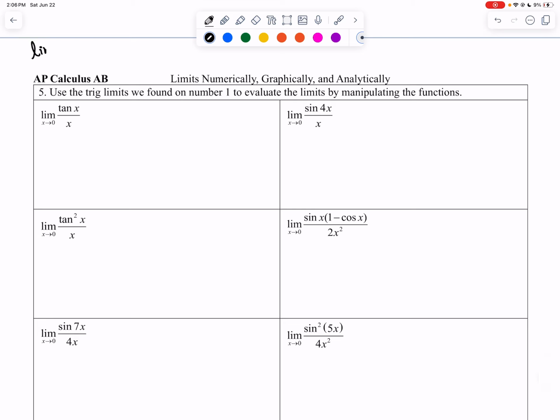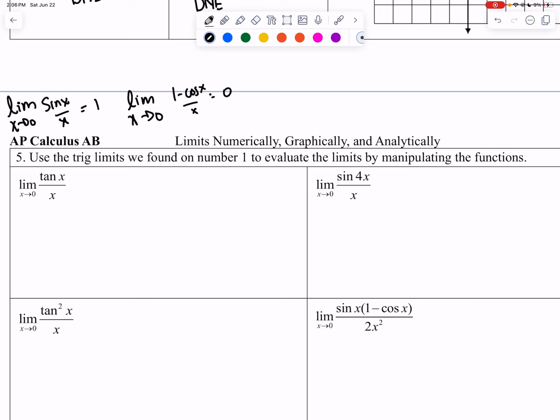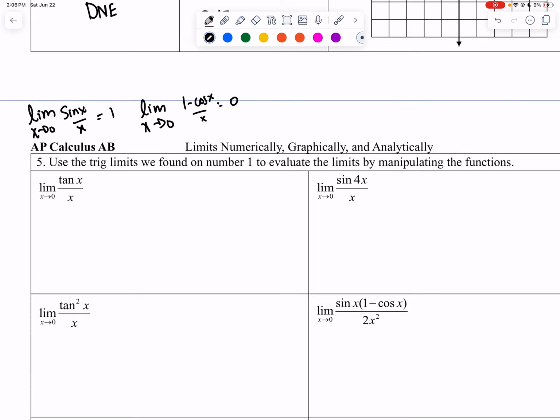So I'm going to just say that the limit as x approaches 0 of sine x over x will give me 1. And then the limit as x approaches 0 of 1 minus cosine x over x is going to give me 0. These are going to be two trig limits that you probably need to memorize for the quiz and the test.